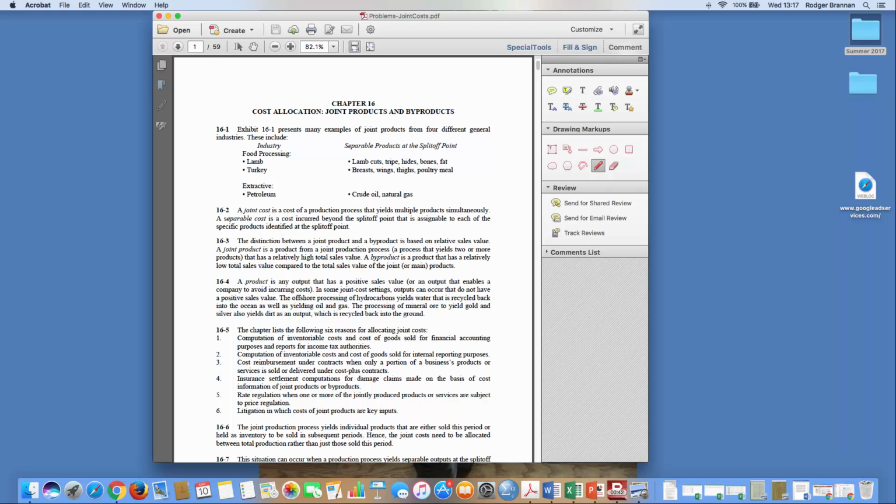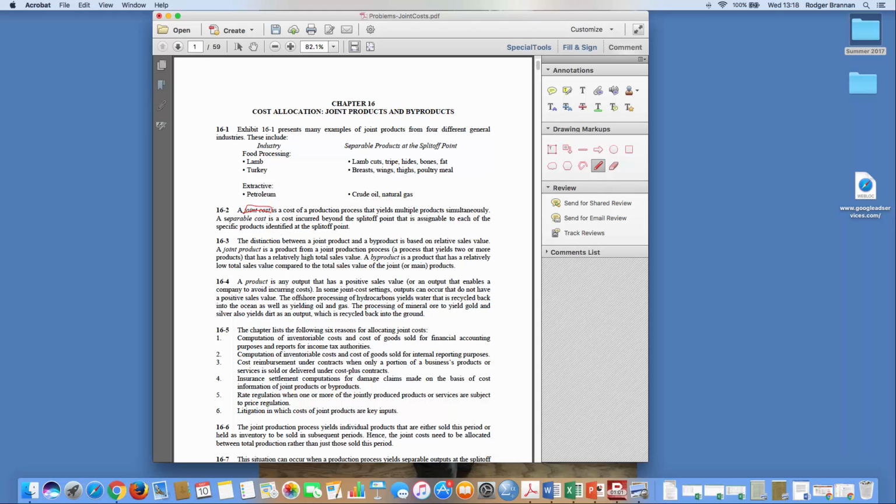So the joint cost needs to be allocated between the different products that are produced, primarily to value inventory, which is a GAAP issue, but also not only for inventory, but then cost of goods sold. Secondarily would be the issue of profit, perhaps.